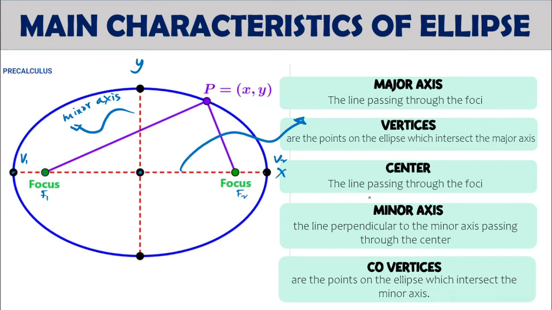Kung meron tayong vertices, meron tayong co-vertices. Yun naman yung dalawang points that pass through the ellipse, no? That intersect the major axis. So ito siya. Okay, yung dalawa na to. And the notation of this is W sub 1 and W sub 2. So these are the main characteristics of ellipse.